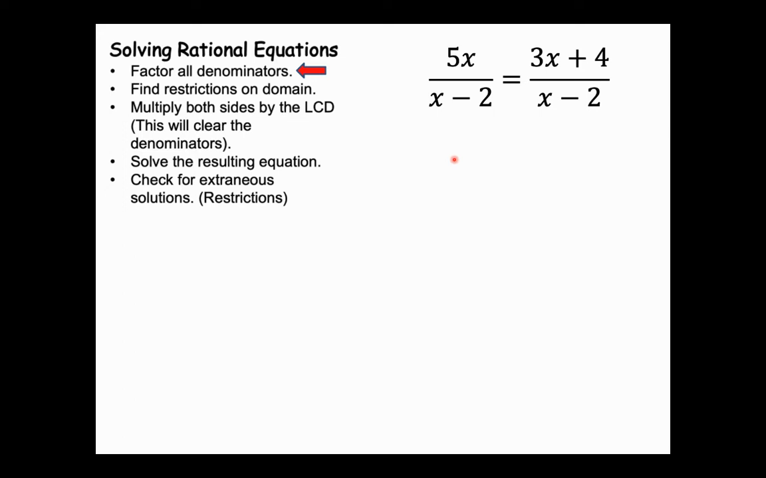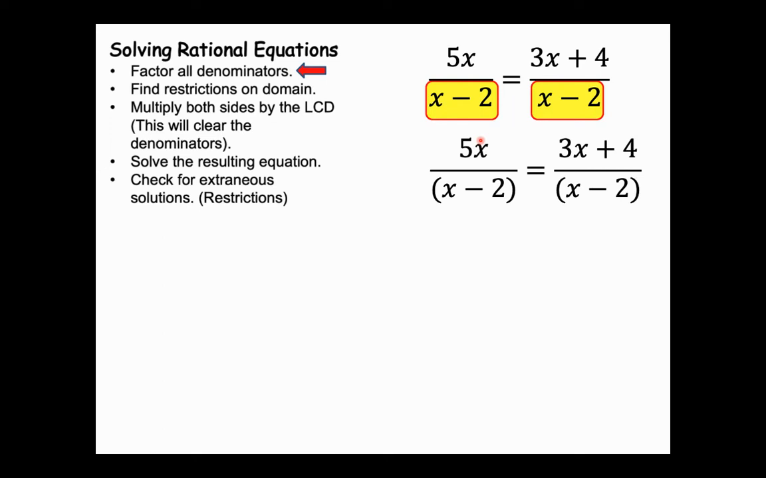So factor all denominators. I have my x minus 2. I'm going to take those two and factor them, but there's not really much to their factorization. That's why I said this is kind of an easy step. X minus 2 is not a trinomial. There's no GCF that comes out. It's not a difference of squares, so it's just x minus 2. If it doesn't factor and it's a binomial, go ahead and put it in parentheses. X minus 2 just stays x minus 2.